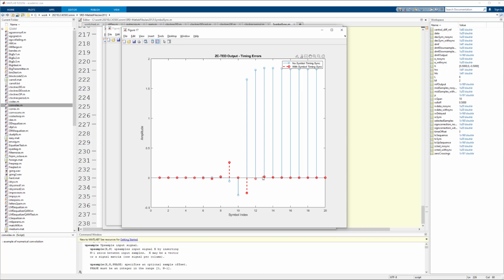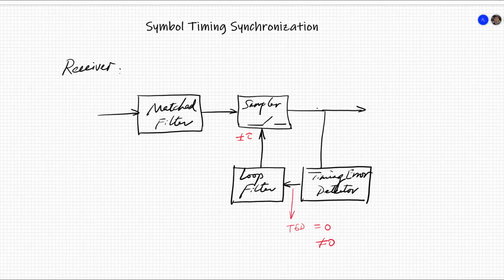Once it's locked, the red dots show the perfect timing. Perfect timing is achieved. Therefore, the zero crossing TED output will be all zeros. At that time, the output is 0, and therefore the loop filter output will also be 0. There is no more timing adjustment needed. The characteristic of the zero crossing timing error detector can be used here, so that will also give me a valid timing error detector output to control the loop filter and generate an adjustment for the symbol sampler.